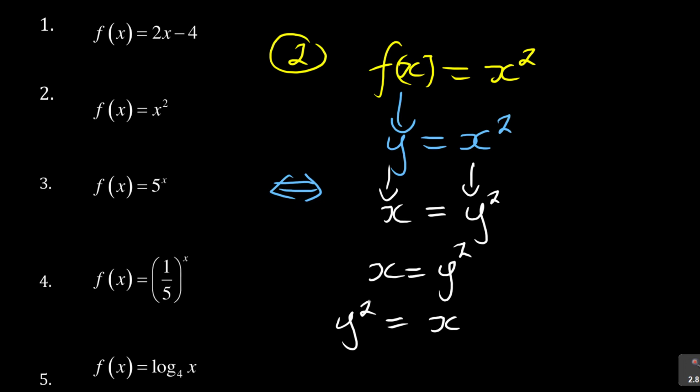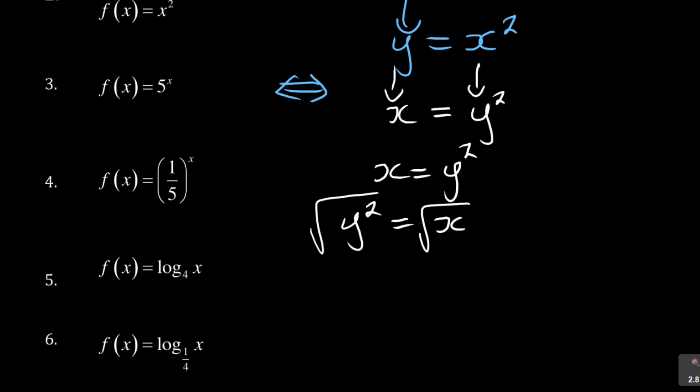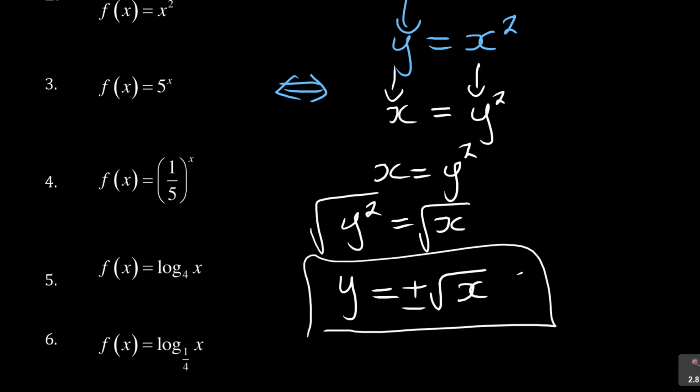How do you get rid of that power? You square root both sides. Are you seeing that? And then you have y is equal to the square root of x. But it's always good to say plus or minus. We will discuss later on the inverses where you have to restrict the domain. But you must remember it's plus or minus the square root of x. That is the part. Let's look at the next one.